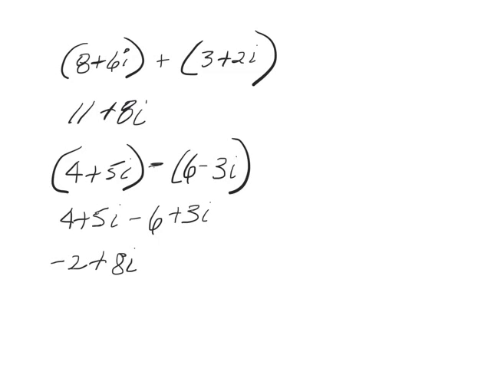Multiplication should be real quick and easy. If we were to multiply the square root of negative 16 times the square root of negative 25, what I do is I just immediately take out the i's.